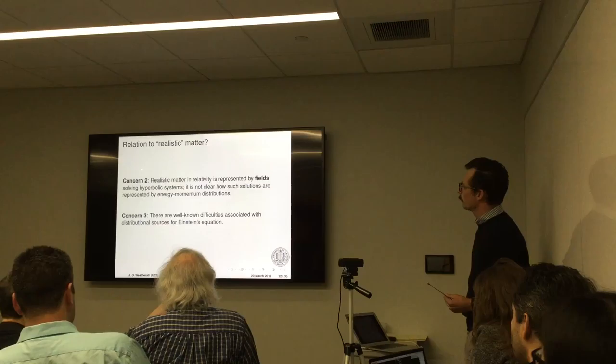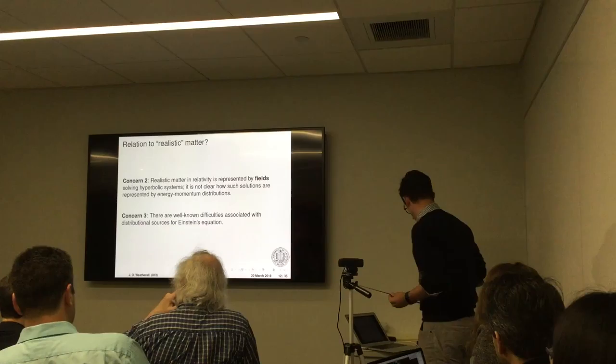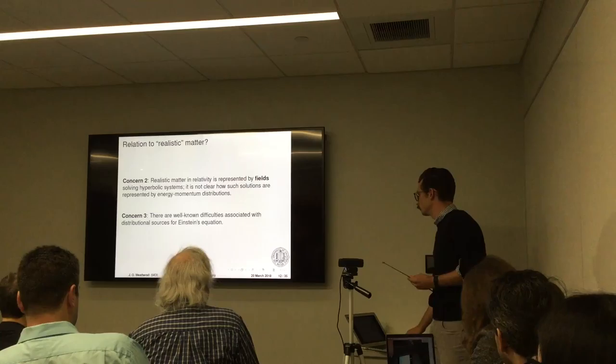Okay, so here's a third concern about this. There are difficulties understanding distributional solutions to Einstein's equation. And so there's a certain sense in which you can't have distributional sources in Einstein's equation that are supported at a point or on a curve or on a two-dimensional surface. On a three-dimensional surface, it seems okay, but we're talking about things supported on curves.